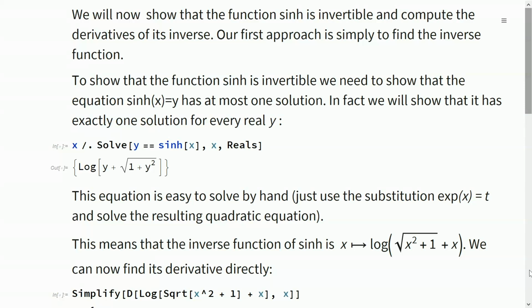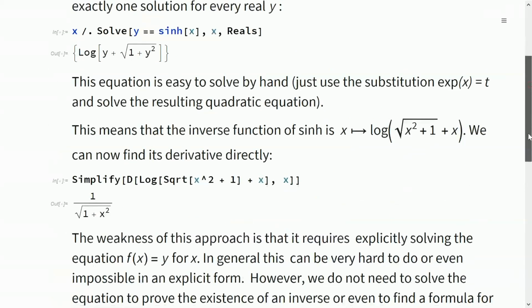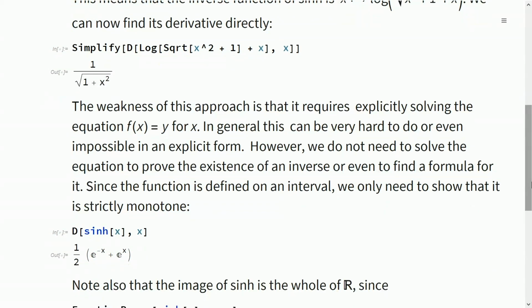can be easily solved by hand, just using the substitution exponential of x is equal to t, and solving the resulting quadratic equation. So at this step, the students will verify both in Mathematica and by hand that everything agrees. This means that the inverse function of sinh is correct, and we can now find its derivative directly. We would then normally reflect and think how we can improve our reasoning.